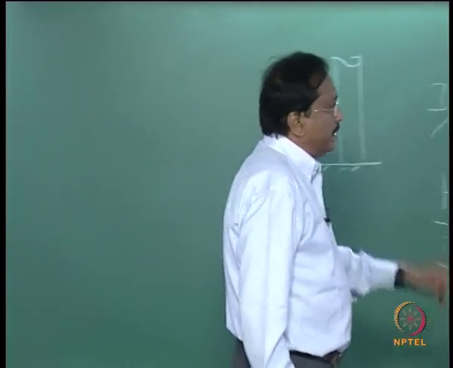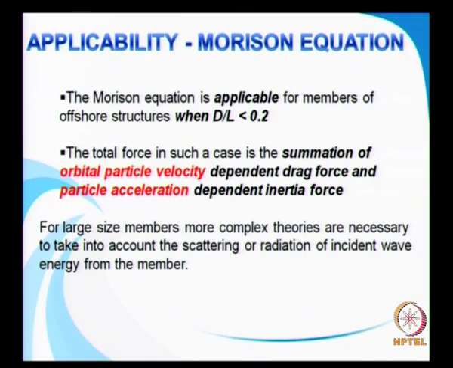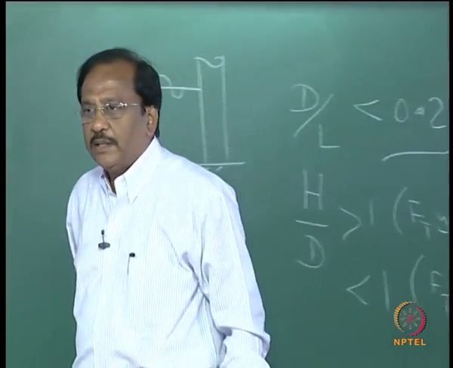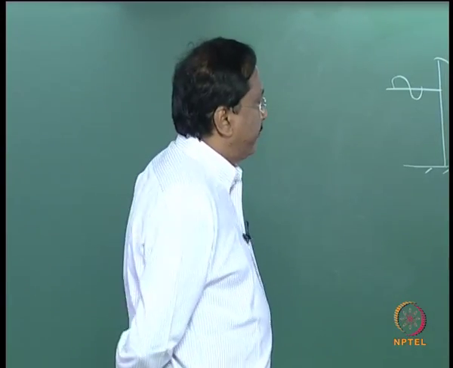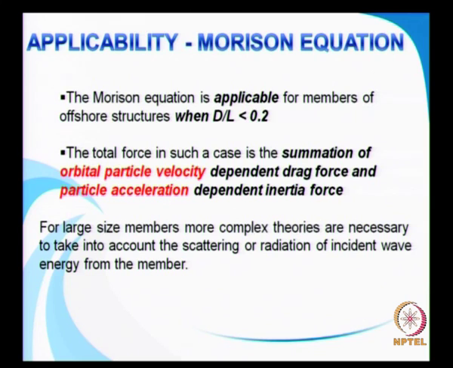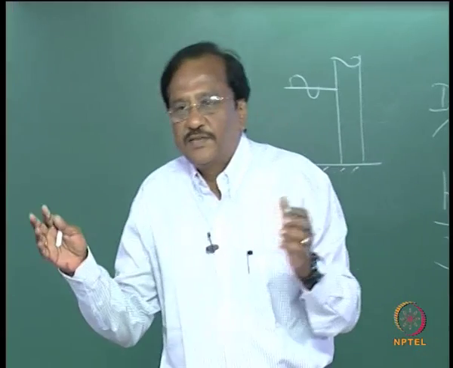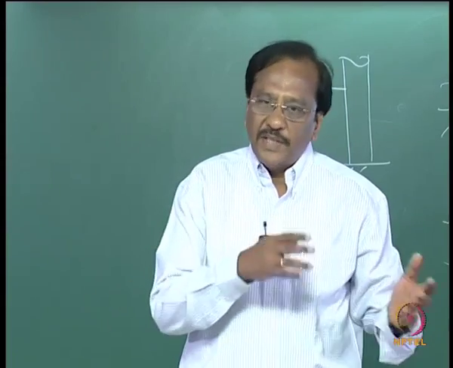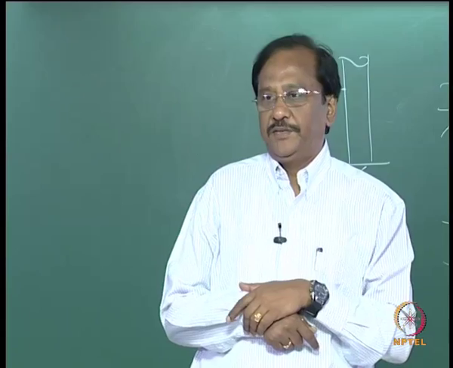So the total force acting on the structure will be the orbital particle velocity dependent drag force, which is referred to as Fd, and the particle acceleration dependent inertia force. For large size members, more complex theories are necessary in order to take into account the scattering radiation of the incident wave from the member. Here, in this case for d by L less than 0.2, the size of the structure is small, so you do not have the problem of scattering. So it is quite easy to work with, but you have uncertainties.